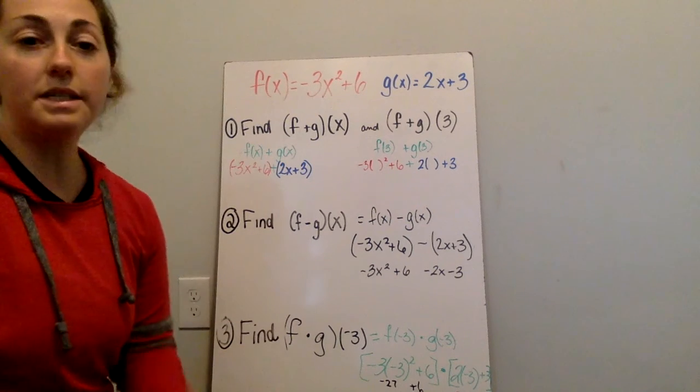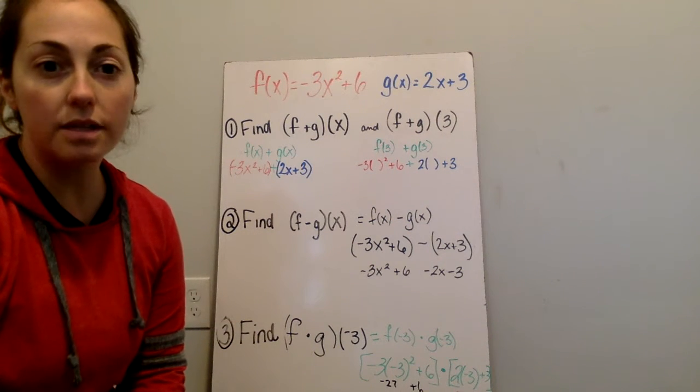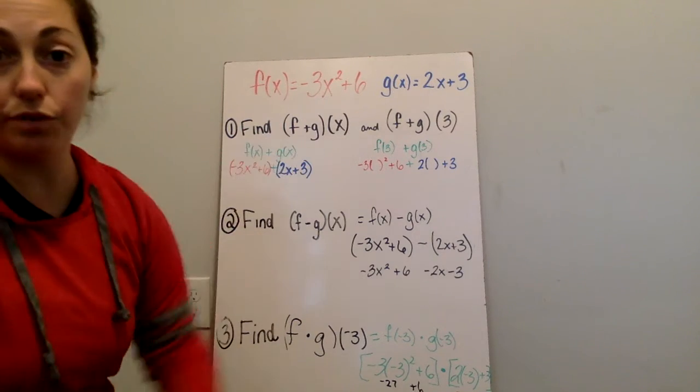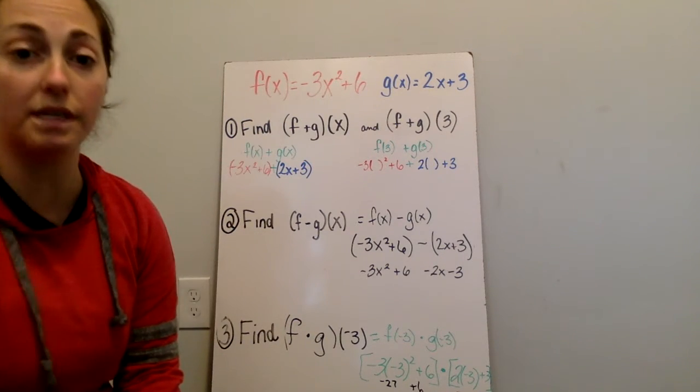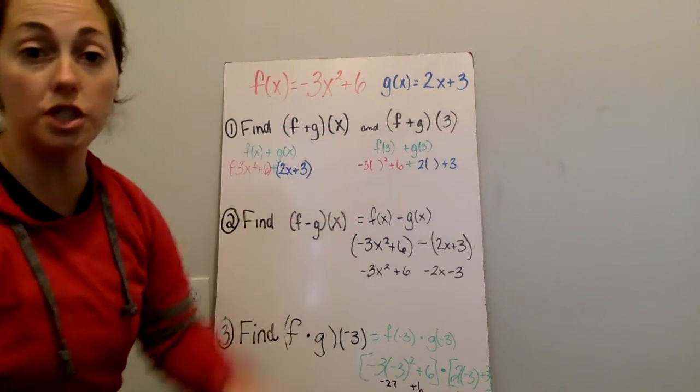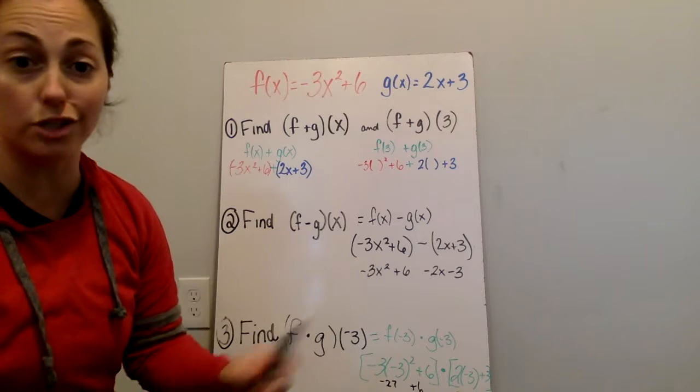Hey guys, I wanted to talk to you about some of the function composition stuff that we've got going on. So say I have two functions, and I just made these up. f of x equals negative 3x squared plus 6. That's my function f. And then my function g is g of x equals 2x plus 3. Again, just made them up.